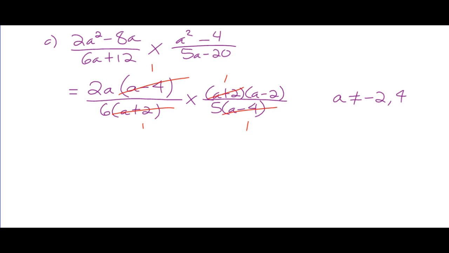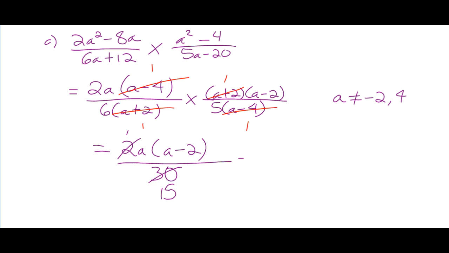Okay, so what have I got left? Now, there's still more canceling I could do, but I'm not going to do it just yet. I'm just going to say, all right, we've taken out the big stuff. So I've got 2a times 1 times 1 times a minus 2. So I have 2a times a minus 2. And on the bottom, I got 6 times 1 times 5 times 1, which is 30. And then I could say, oh, okay, the 2 goes into 30 15 times. So I get a times a minus 2 over 15, right? And that's your answer.